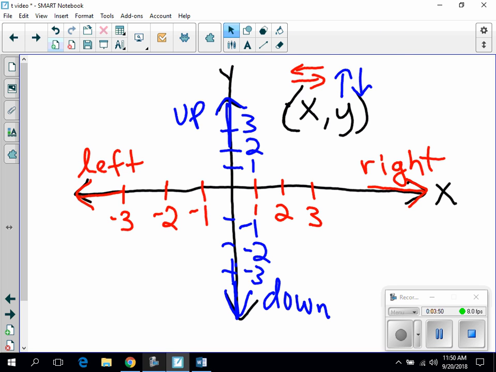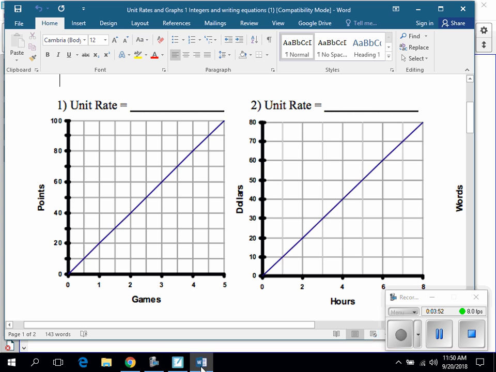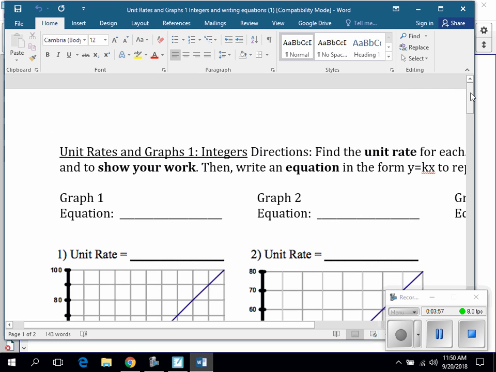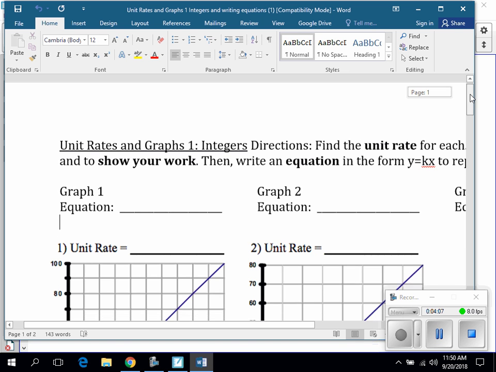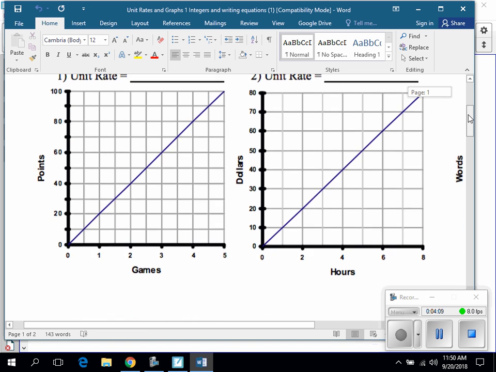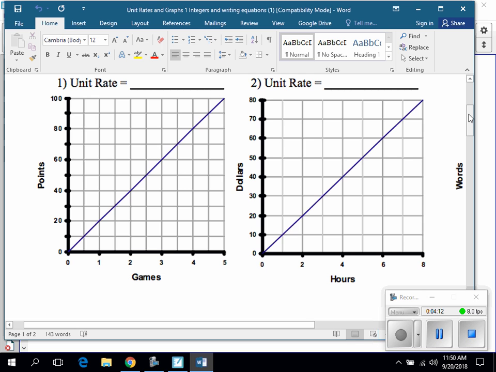I think we're ready to look at a graph. I'm going to scroll up to the title. If you have this printed out in front of you, just make sure the title's the same. This is Unit Rates and Graphs 1, Integers. That's the page that we're looking at. And we're going to look at the first graph and examine it before we move on to the other graphs.